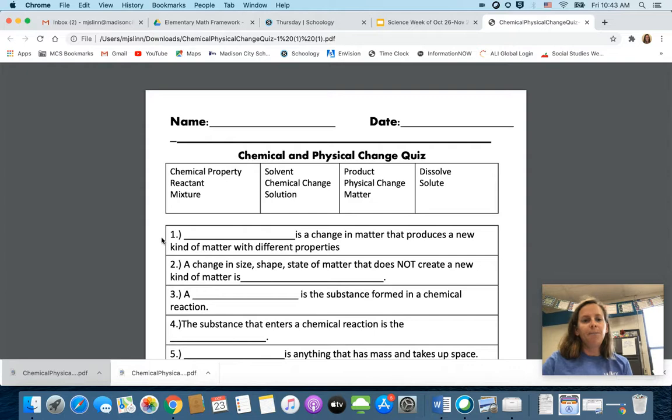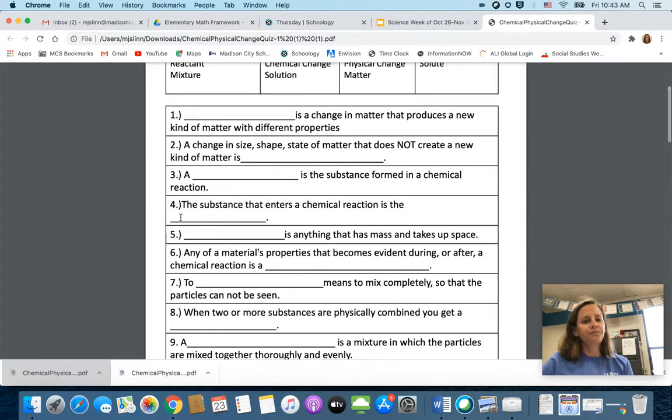Number 1, blank is a change in matter that produces a new kind of matter with different properties. The term that goes in this blank is chemical change. A chemical change is a change in matter that produces a new kind of matter with different properties. Number 2, a change in size, shape, or state of matter that does not create a new kind of matter is a physical change.